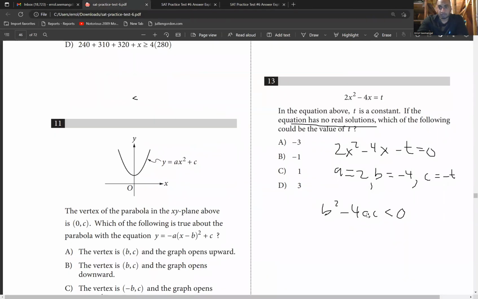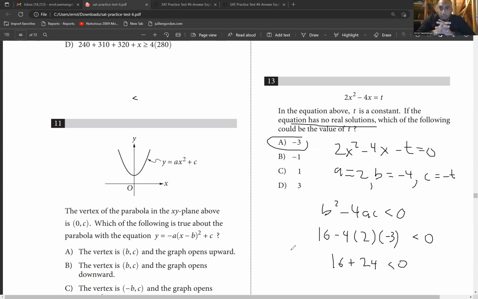Okay, so if this is less than 0, just plug the numbers in. B squared would be 16 minus 4 times A, which is 2. And then we're plugging in all these for C to see which one works out to be a negative number. Okay. This happens to be that first one. So is this negative? 16 plus 24. Is that less than 0? That's not less than 0.